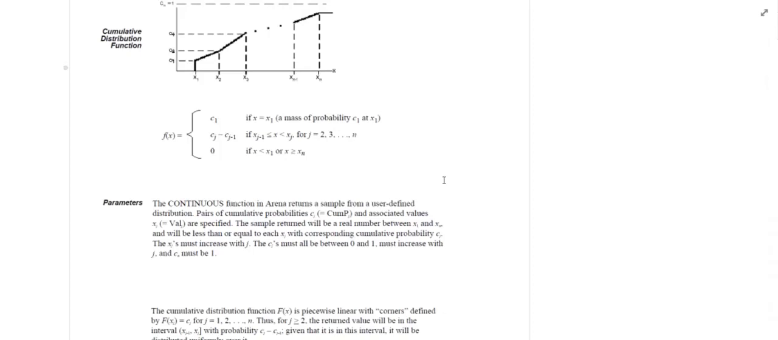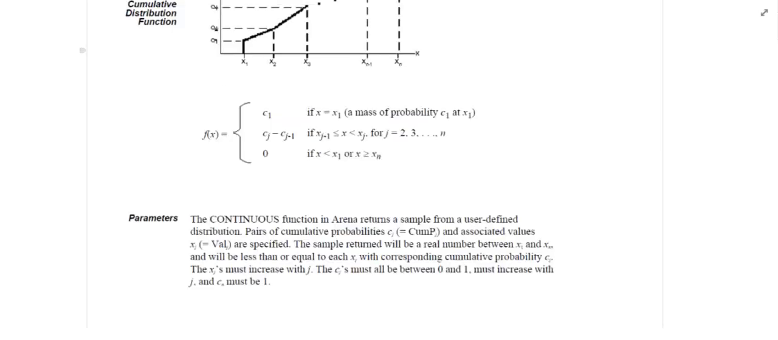Pairs of cumulative probabilities, C sub j equals the cumulative probability for j, and associated values x sub j and the value of j are specified. So the sample return will be a real number between x sub 1 and x sub j, and will be less than or equal to each x sub j with corresponding cumulative probability C sub j. So the x sub j's must increase with j, the C sub j's must all be between 0 and 1, and must increase with j, and C sub n must also be 1.